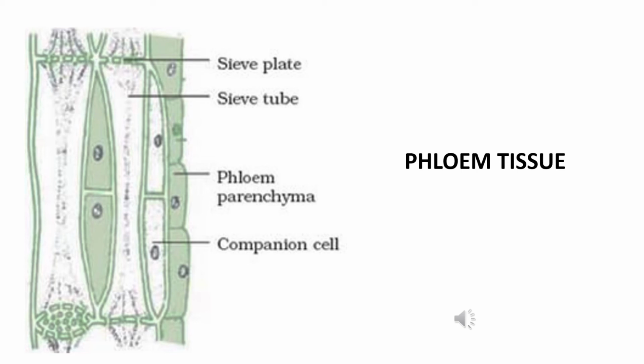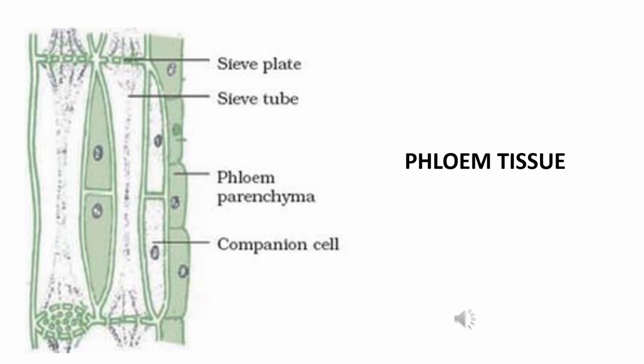Among the members of the phloem tissue, only the phloem fibers are dead elements and the rest of them are living elements. And phloem is not only transporting food in the downward direction, but it is also transporting it in the upward direction as well.